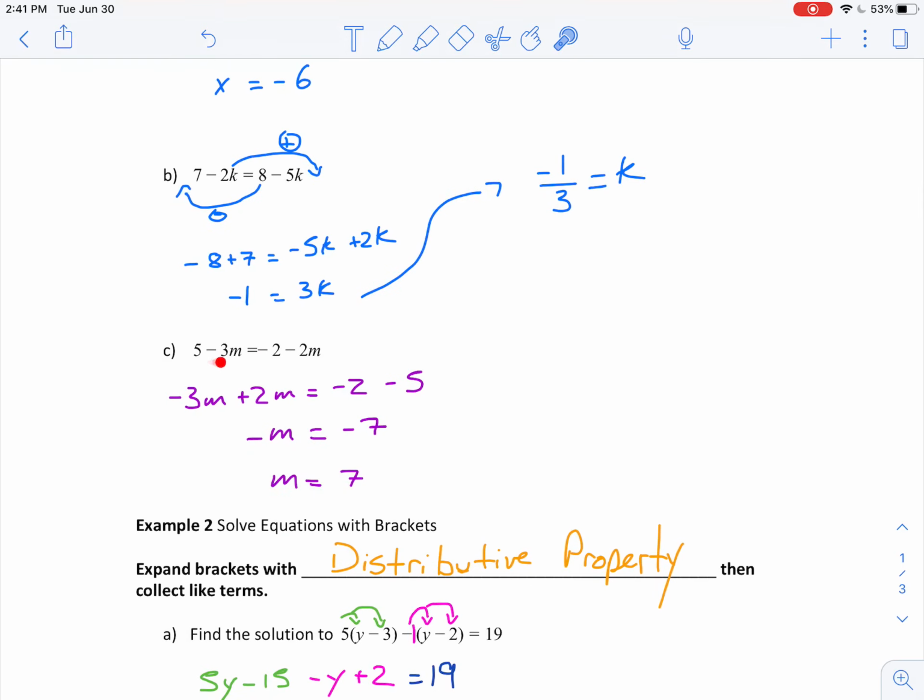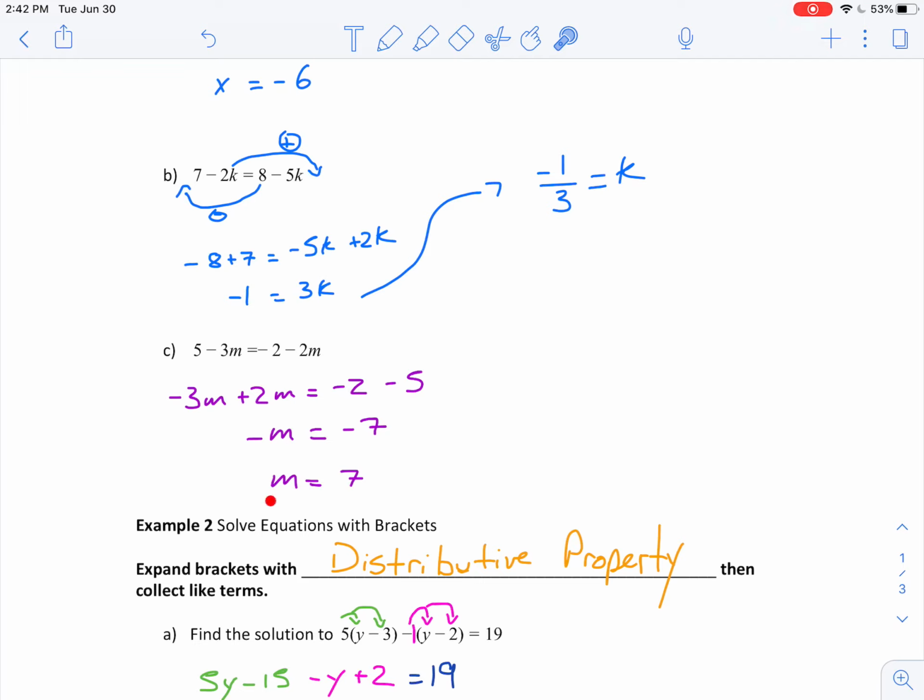Then we have 5 minus 3m is equal to negative 2 minus 2m. So I'm going to bring all my variable terms over to the left. When I bring this negative 2m over, it becomes positive 2m. When I bring this positive 5 over, it becomes negative 5. So my left side is now negative 3m plus 2m is equal to negative 2 minus 5. Negative m is equal to negative 7.